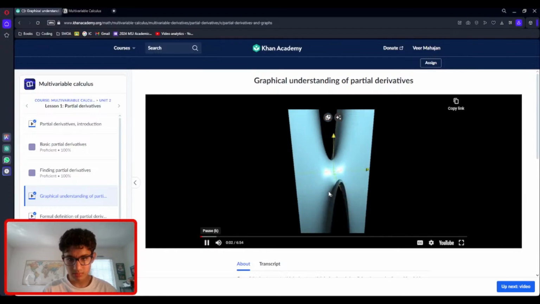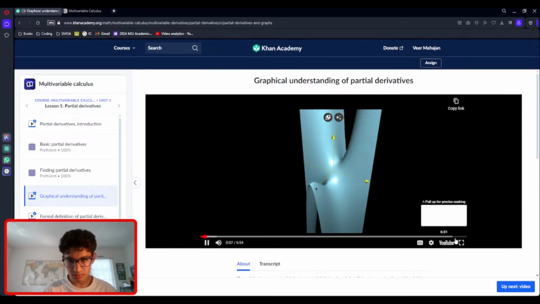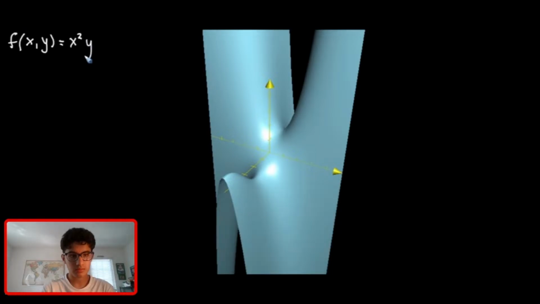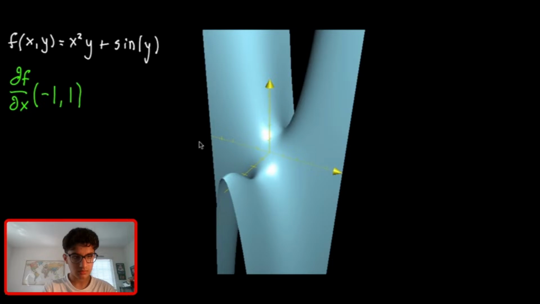Hello everyone. So I have here the graph of a two-variable function, and I'd like to talk about how you can interpret the partial derivative of that function. Specifically, the function that you're looking at is f of x, y equals x squared times y plus sine of y. And the question is, if I take the partial derivative of this function, so maybe I'm looking at the partial derivative of f with respect to x, and let's say I want to do this at negative 1, 1. So we'll be looking at the partial derivative at a specific point. How do you interpret that on this whole graph?